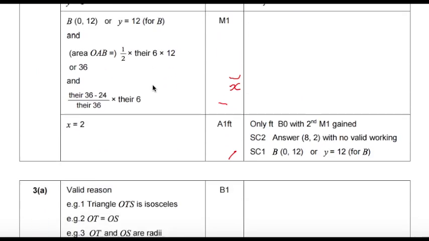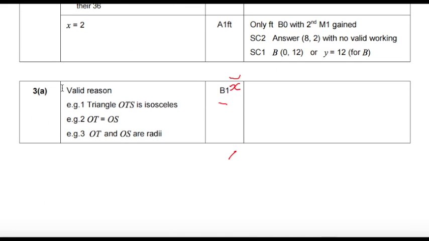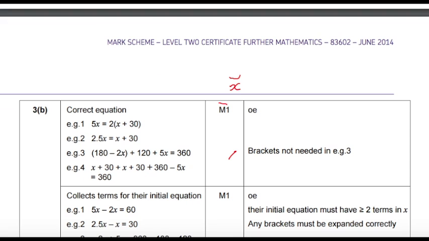Let's just see what they say in the mark scheme. So lots of methods here. Any valid reason from triangle OTS is isosceles, OT equals OS, or OT and OS are radii. Okay.